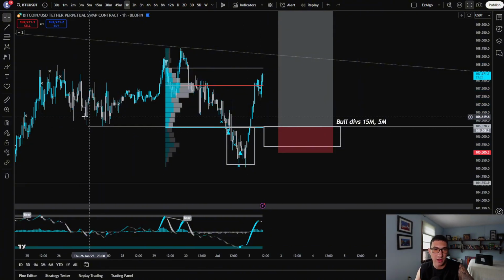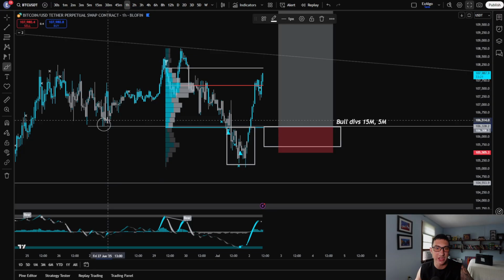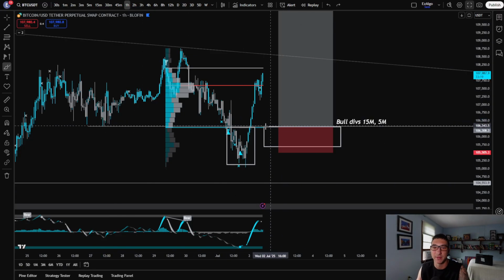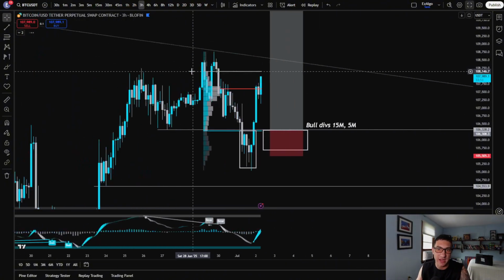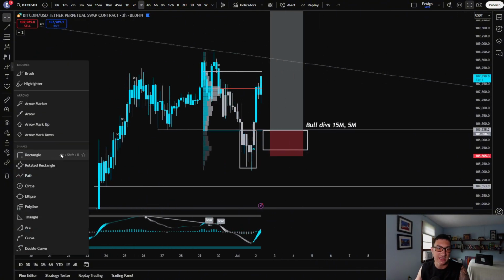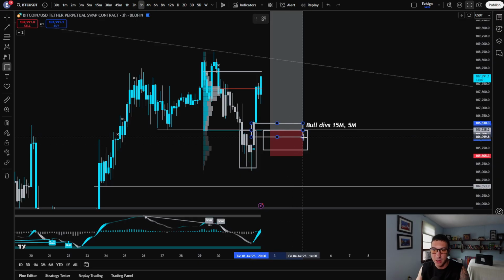So I have my value area low, I have my previous liquidation retest, I have my golden pocket fib. I also have some bullish imbalances here that we can see getting filled. Even if we go to a slightly higher time frame, like a 3-hour time frame, I can see that we have this bullish fair value gap perfectly overlapping that level as well for more confluence.